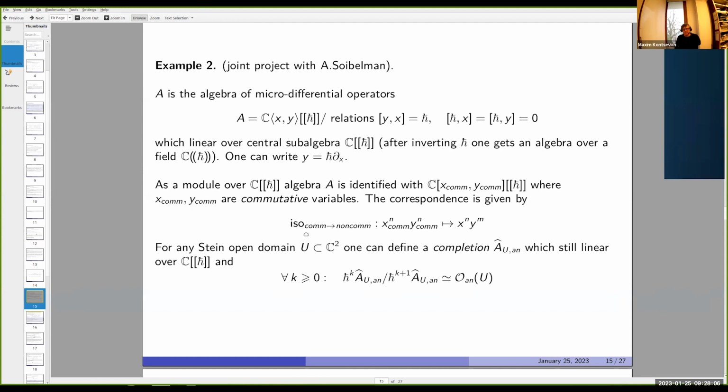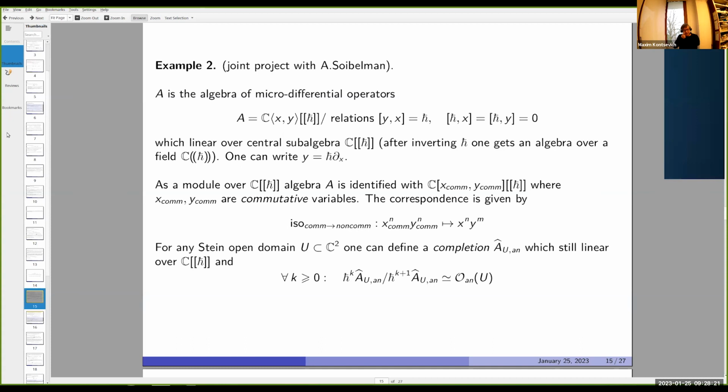Yeah, the correspondence is given by the following. If you have a monomial in commutative variables, you go to the similar monomial and put x on the left and y to the right. And this is an isomorphism of modules or vector spaces.